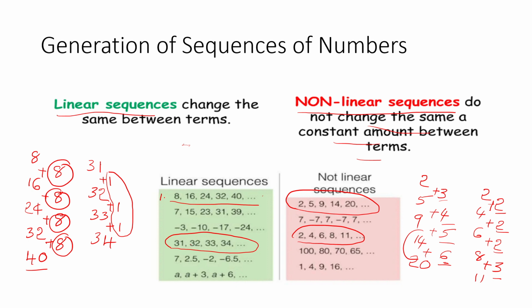So very simple. Linear sequence means the change will be constant, the same change between all the terms of that sequence. But here, non-linear sequence, the change is not constant.